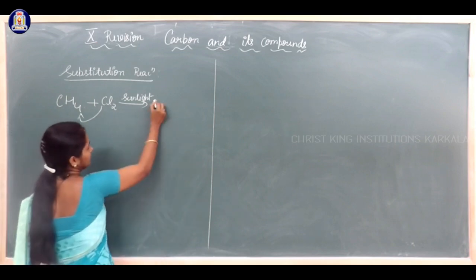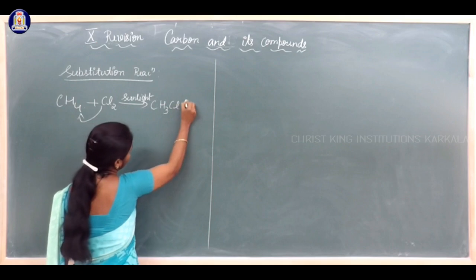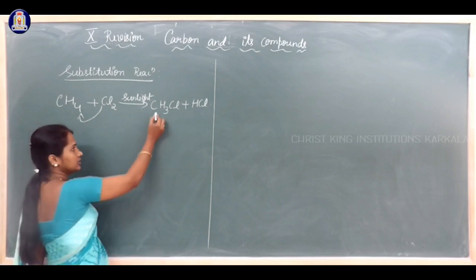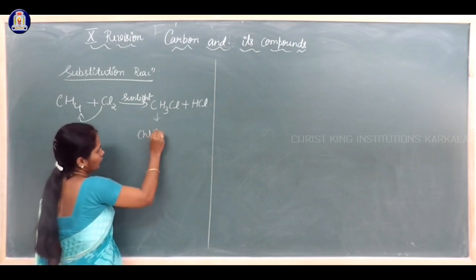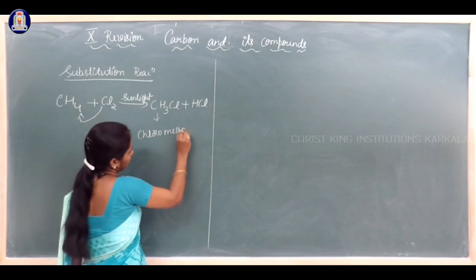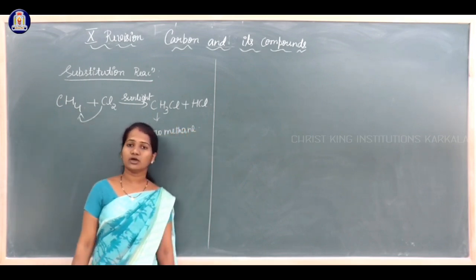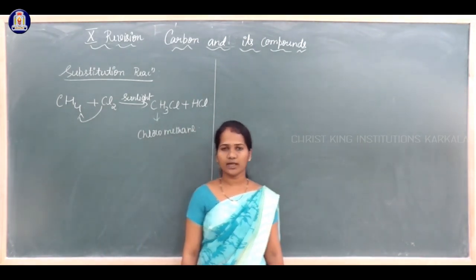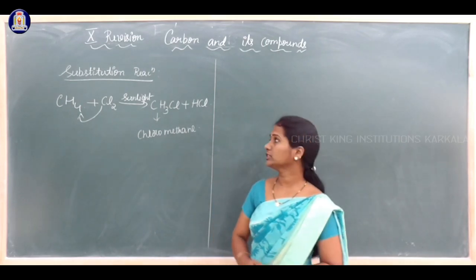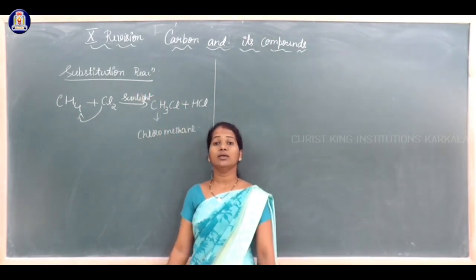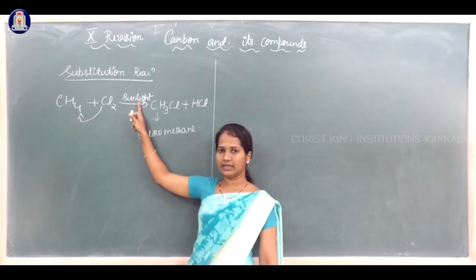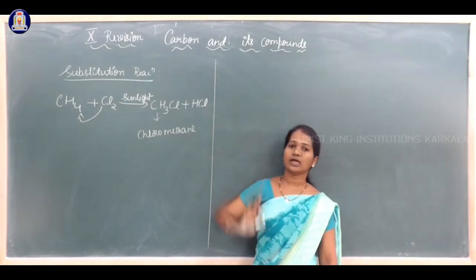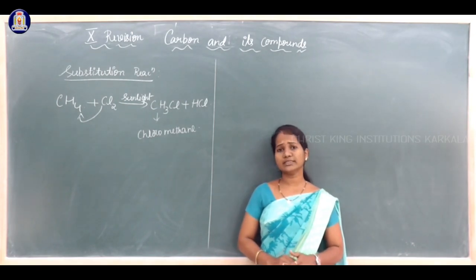So, the formula is CH3Cl and the byproduct HCl, that is hydrochloric acid. What is this CH3Cl? This is called chloromethane. The product we are getting, chloromethane, is the product of substitution reaction of methane. Only saturated hydrocarbons or saturated carbon compounds undergo substitution reaction. Methane in the presence of sunlight reacts with chlorine to give chloromethane with the byproduct hydrochloric acid, that is HCl.